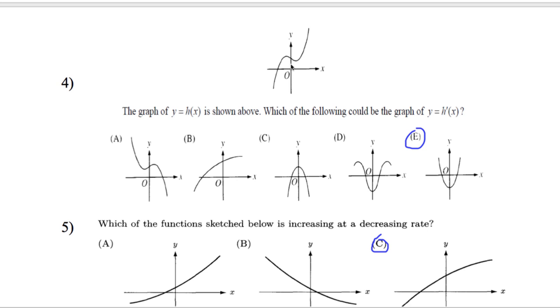So let's look for where the slope is equal to 0. Slope is equal to 0 there and there. That means on the graph of h prime, I should go through 0. I should have a height of 0 on h prime. So which of these have a height of 0 roughly there and there on the x-coordinate?